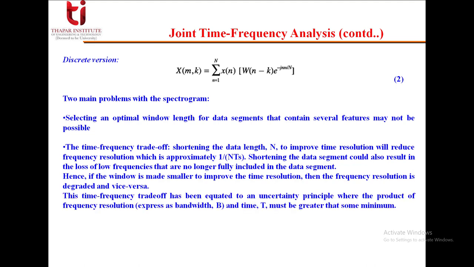This time frequency trade-off has been equated to an uncertainty principle, where the product of the frequency resolution, mainly expressed as bandwidth, and time must be greater than some minimum. So we are saying it is B times T, that is, the product of bandwidth and time should be greater than or equal to 1 by 4 pi.